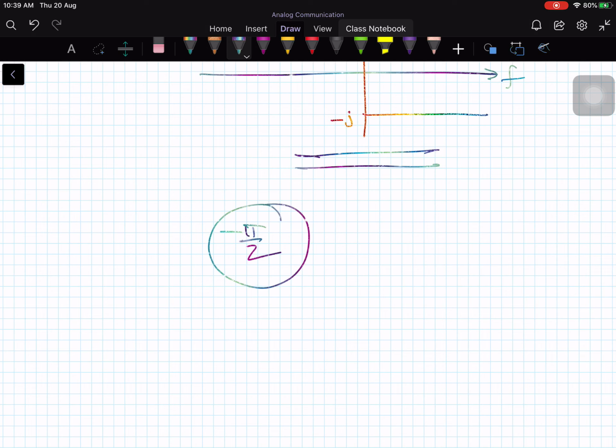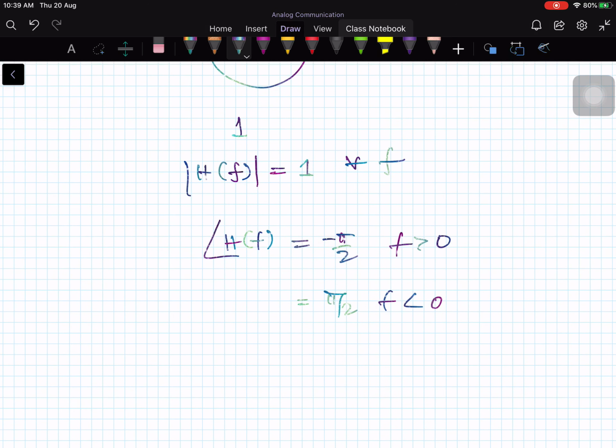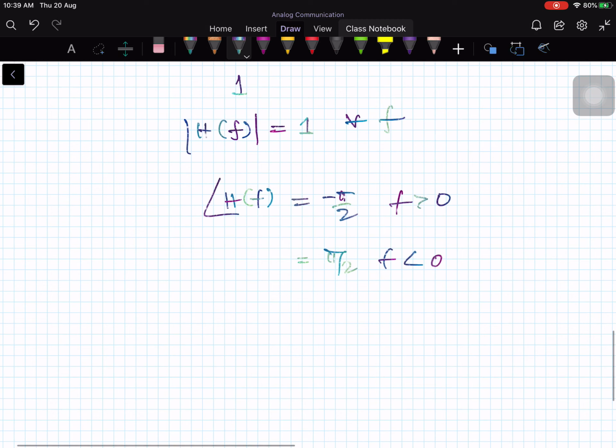Now what about the magnitude response? It is equal to 1, because if you take the magnitude, it is going to be 1 for all frequencies. Therefore the magnitude of h of f is equal to 1 for all frequency f. And the phase angle of h of f is equal to minus pi by 2 when the frequency is greater than 0, and plus pi by 2 if the frequency is less than 0. So it simply phase shifts every frequency component of the input by minus pi by 2 radians. So that's what the Hilbert transform is.